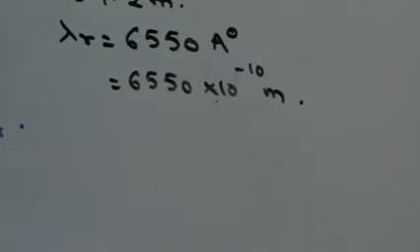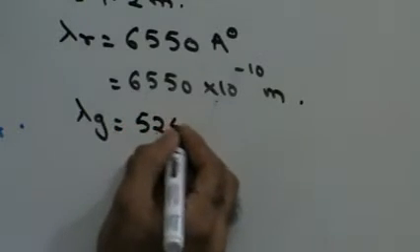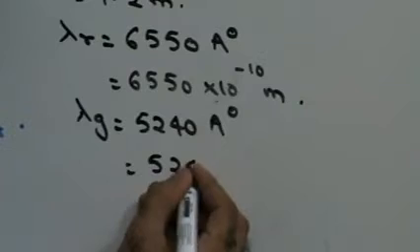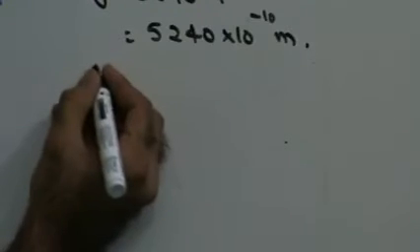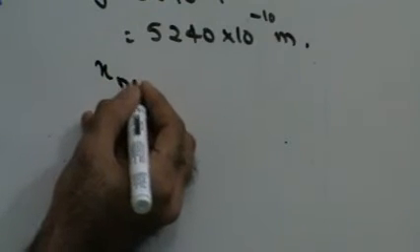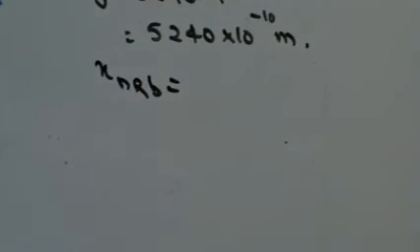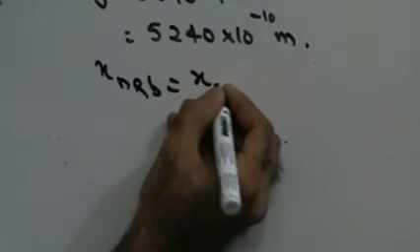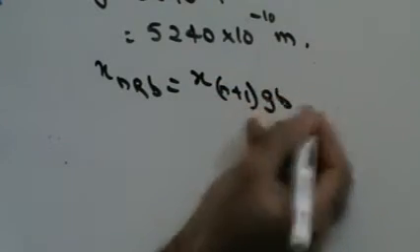If the red light is replaced by green light of 5,240 Armstrong units, it is found that the nth red bright band coincides with the n plus 1 green bright band.